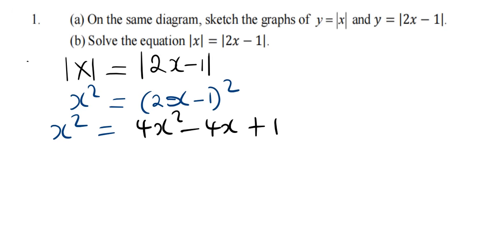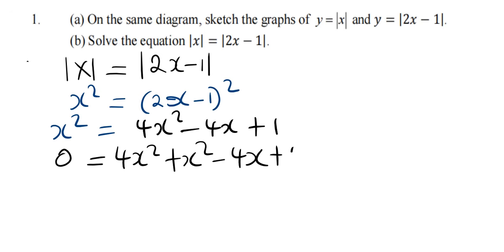So I'm going to take the x squared to the other side. I'm going to have 0 is equal to 4x squared plus x squared minus 4x plus 1. Okay, so when I took the x squared to the other side, it's supposed to be negative x squared. Of course, it's going to give us 3x squared minus 4x plus 1.